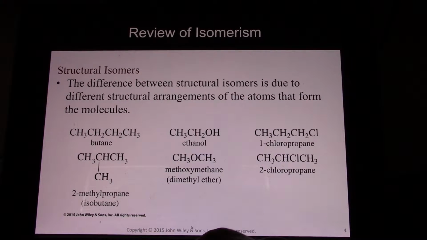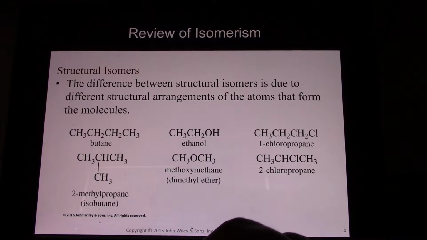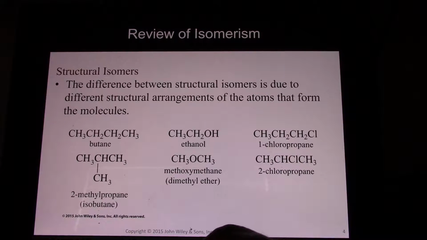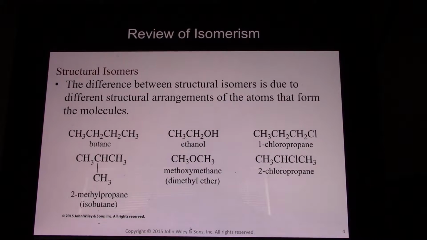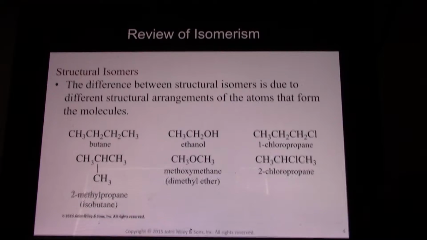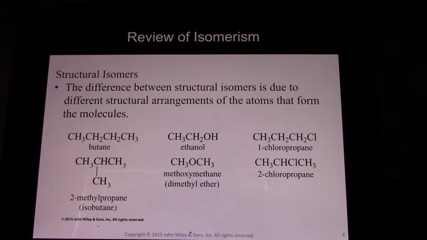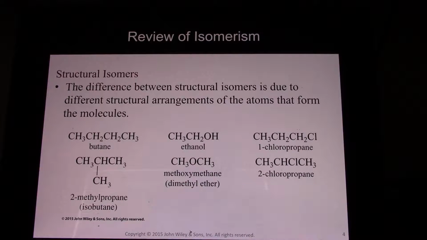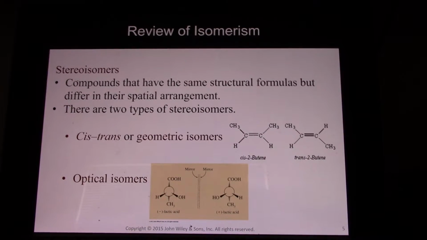Or ethanol and methoxymethane, dimethyl ether. Again, here we have C2H6O. Both of them have 2 carbons, 6 hydrogens, and 1 oxygen. The only difference is how those atoms are connected to each other. And that makes them structural isomers. 1-chloropropane or 2-chloropropane. Both have 3 carbons, 7 hydrogens, and 1 chlorine, but is it coming off of a terminal carbon or the middle carbon? Again, same exact atoms, but connected in a different order.